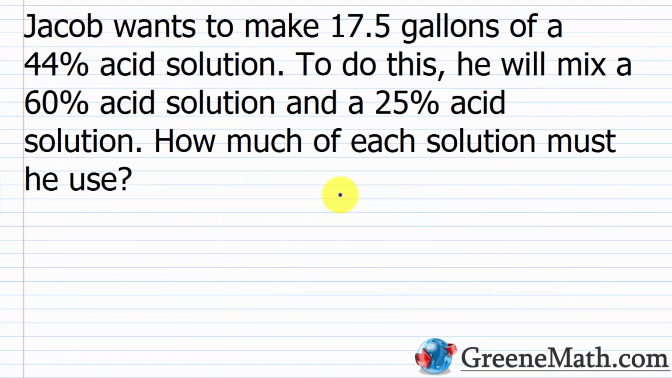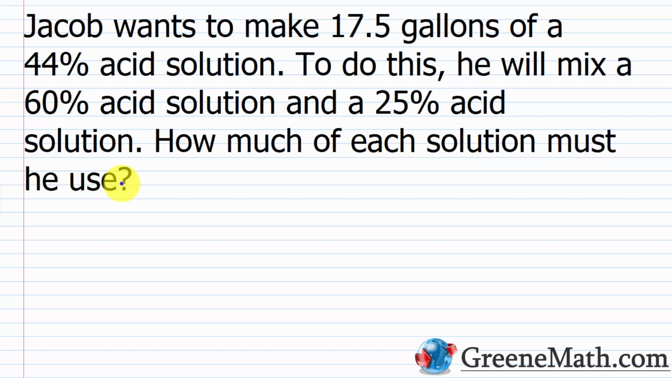All right, let's take a look at one more of these. So Jacob wants to make 17.5 gallons of a 44% acid solution. To do this, he will mix a 60% acid solution and a 25% acid solution. How much of each solution must he use?